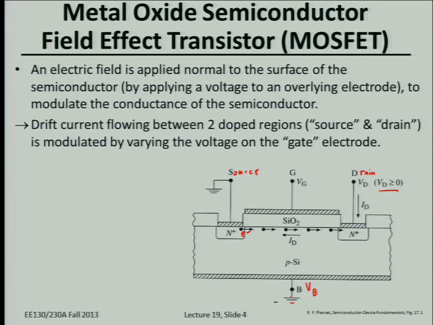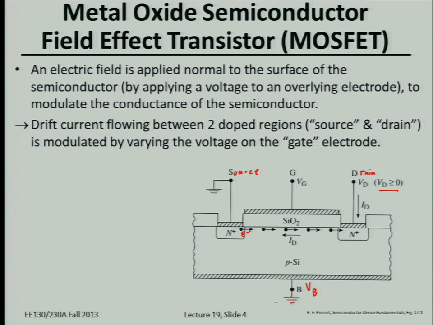I'll tell you. Basically, we only want current to flow between the source and the drain when the gate voltage is higher than the threshold voltage for a MOSFET. We do not want current flowing into or out of the source and drain regions otherwise.